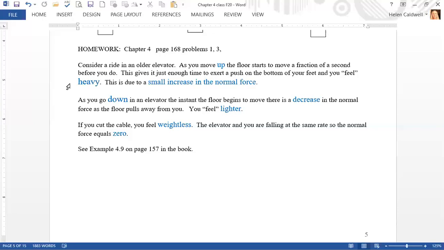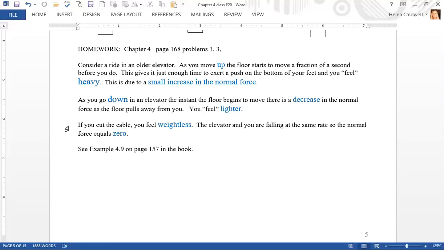When you go down in an elevator, the opposite happens. The moment you start to move, the elevator drops away from your feet, and for a fraction of a second, you actually feel a little lighter because the floor is moving away from you just a teeny bit because it's accelerating. It'll soon reach traveling velocity and you won't notice it. If you cut the cable, you will feel weightless. I don't suggest we cut the cable.